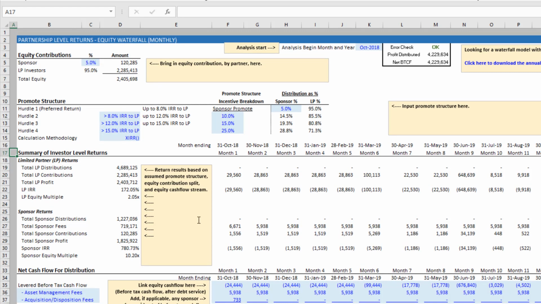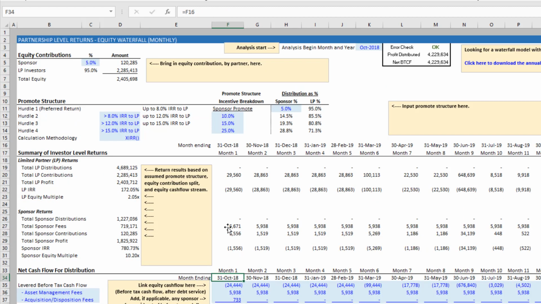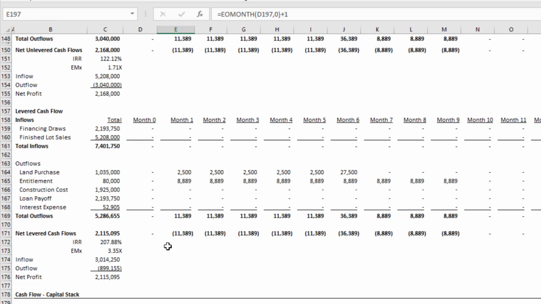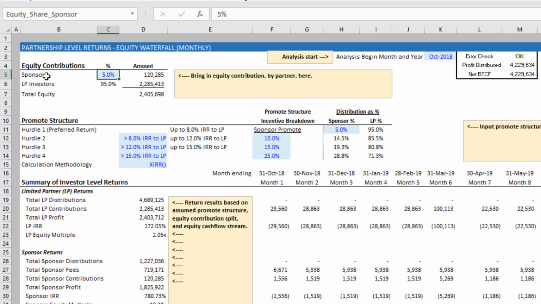now it's just a matter of entering our partnership structure, contributions, promote structure, any pref, and modeling out any fees that are being paid to the sponsor, and then the model will output the return. So let's start here. Let's imagine in this scenario we have a sponsor who's sponsoring the deal, and we have LP investor or investors.